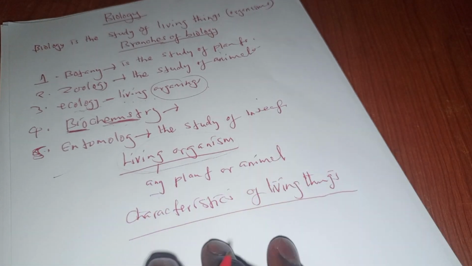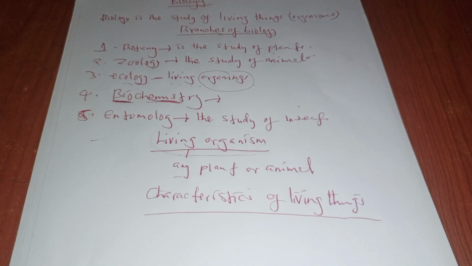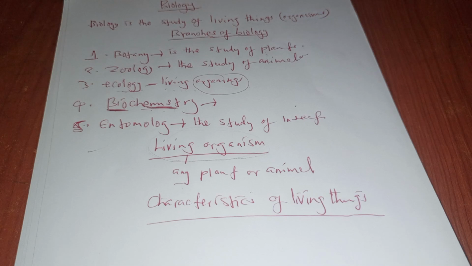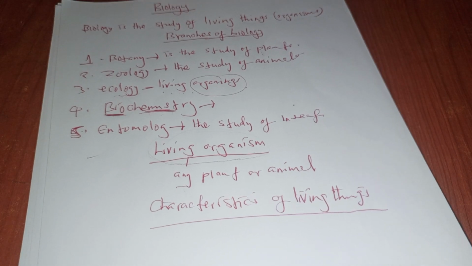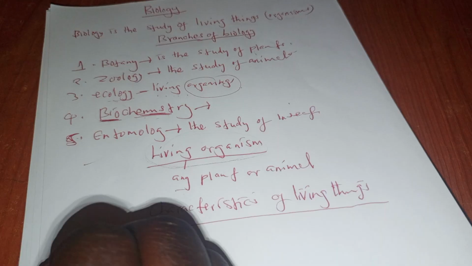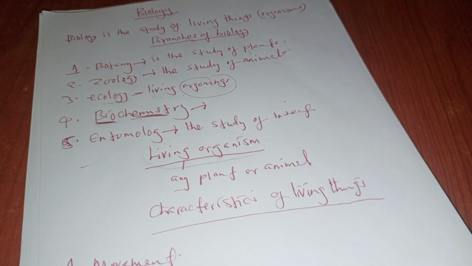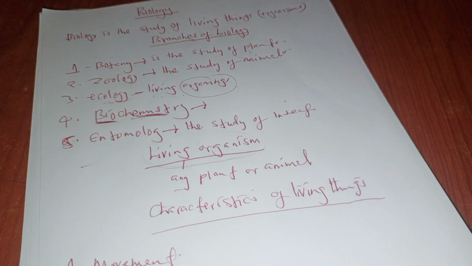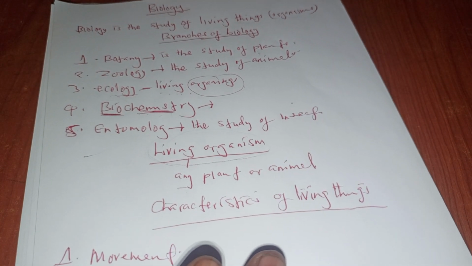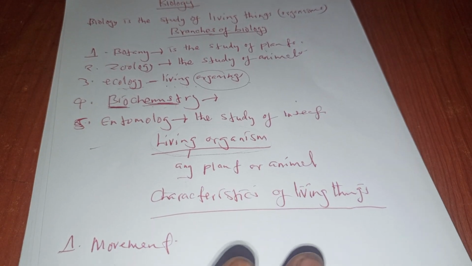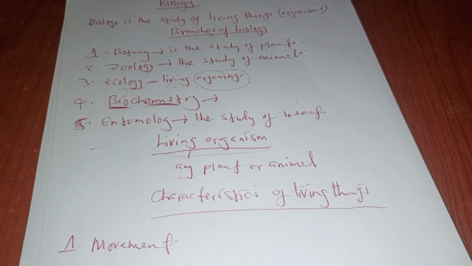Okay, so let's talk about the characteristics of living things. All living things have the following characteristics. The first one is movement. So all living organisms or living things move. Movement is the process by which a living organism changes its location and posture without external help.